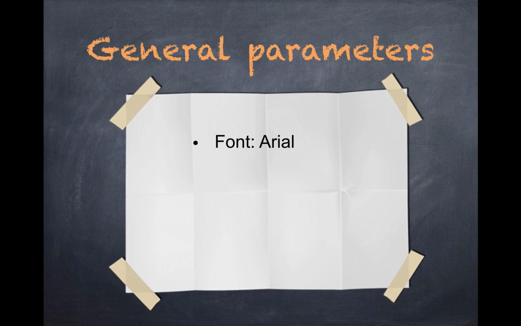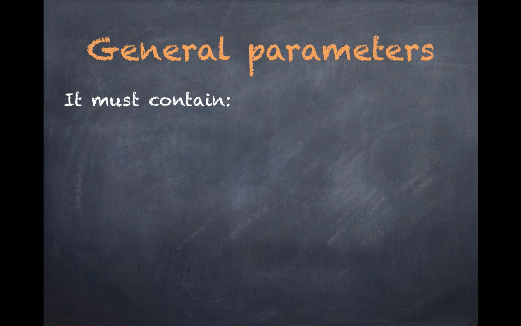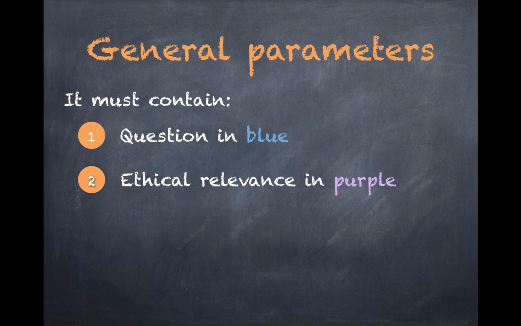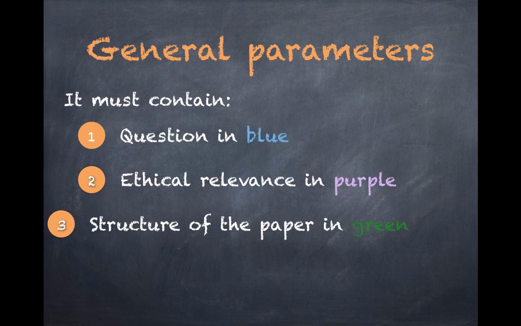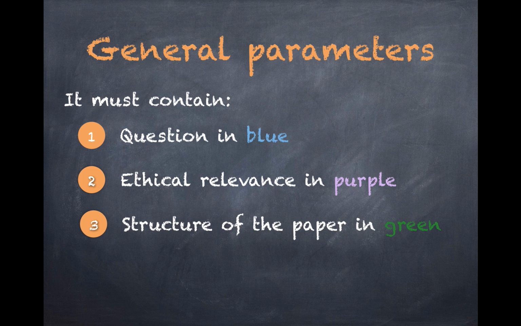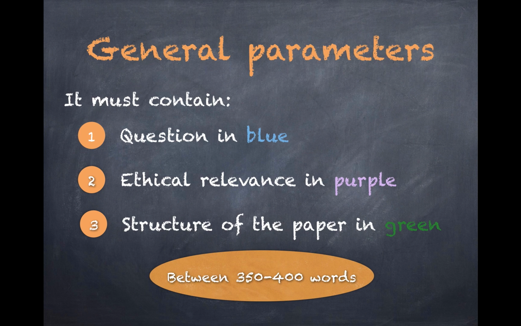Font Arial, size 12 points, spacing 1.5. It must contain the question in blue, the ethical relevance in purple, and the structure of the paper in green. And it must be between 350 and 400 words.